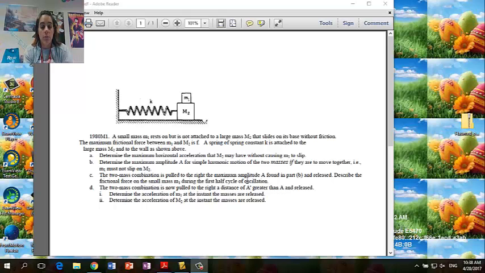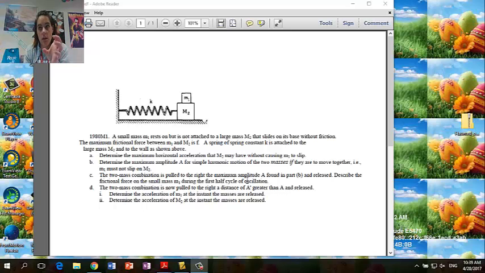Okay, simple harmonic motion, unit 9. We've got a small mass M1 that rests on, but is not attached to, a large mass M2 that slides on its base without friction. Maximum frictional force between M1 and M2 is F. The spring constant is K, and it's attached to M2 and the wall. And we want to look at the horizontal acceleration that M2 may have without causing M1 to slip.